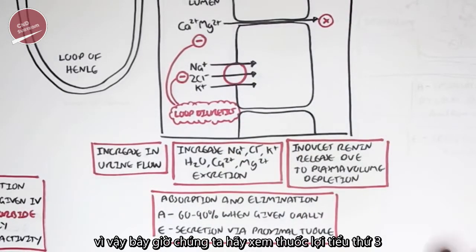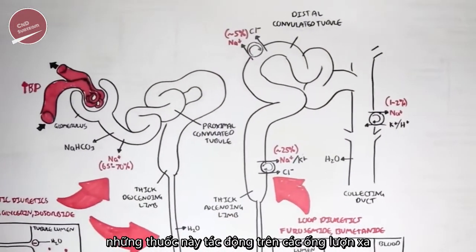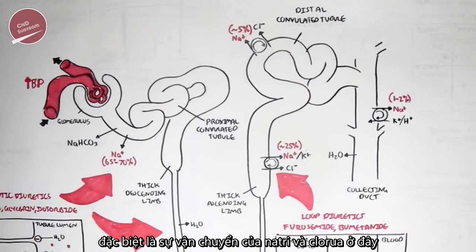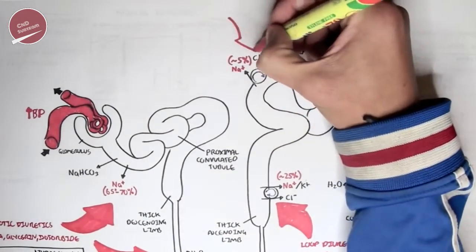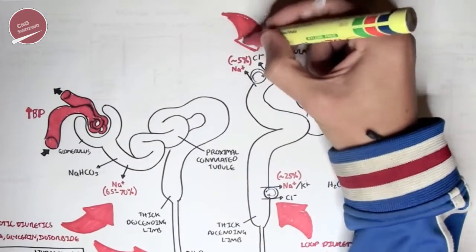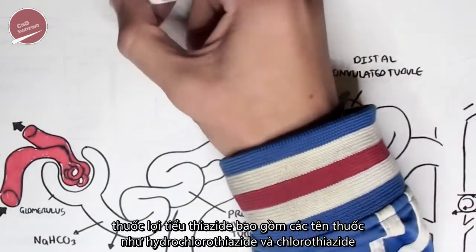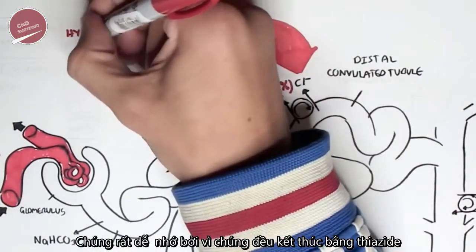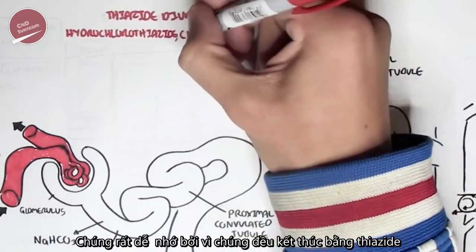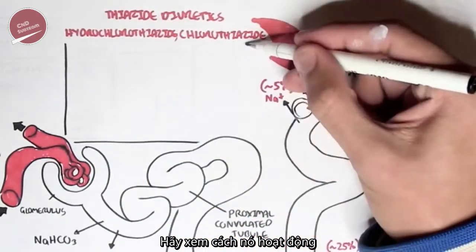So let's look now at the third diuretic, which is the thiazide diuretics. These work on the distal convoluted tubules, particularly the sodium-chloride symporter here. Thiazide diuretics include names such as hydrochlorothiazide and chlorothiazide. It's very easy to remember because they all end in thiazide. So let's look at how it works.